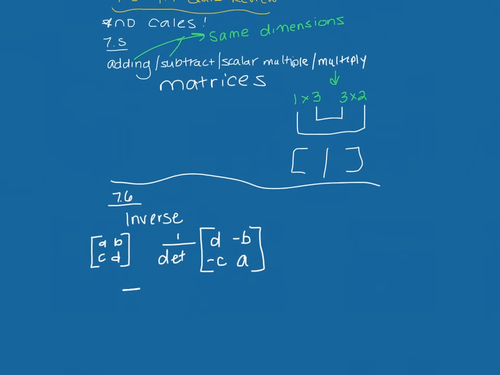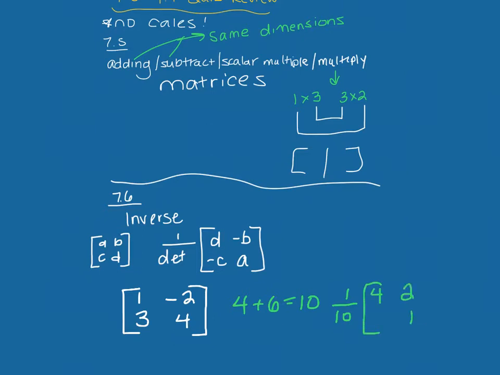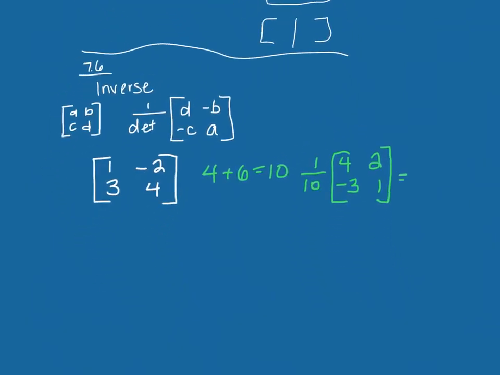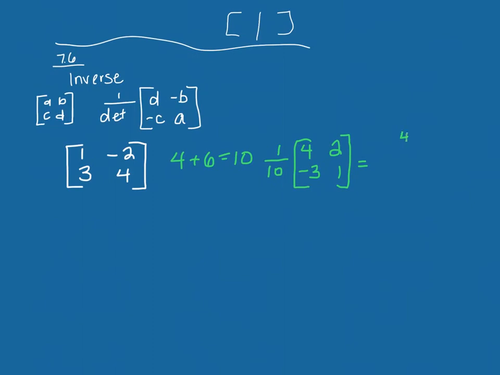So if I was finding the inverse of 1, negative 2, 3, and 4, the determinant would be 4 minus a negative 6, which is 10. And then I would do 1/10 times, switch the 4 and the 1, change the signs on the negative 2 and the 3. And then you'd multiply that in. So I'd get 4/10, 2/10, negative 3/10, and 1/10.